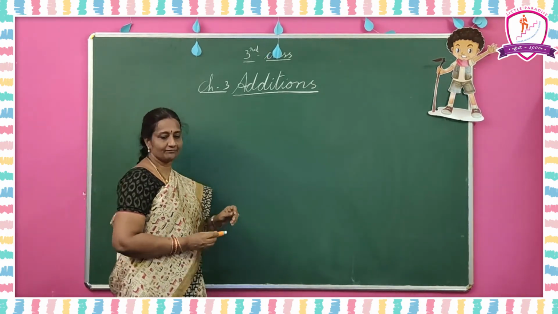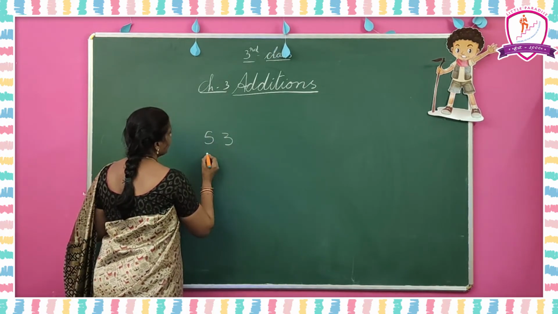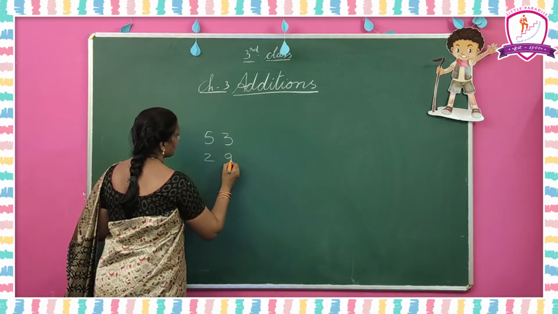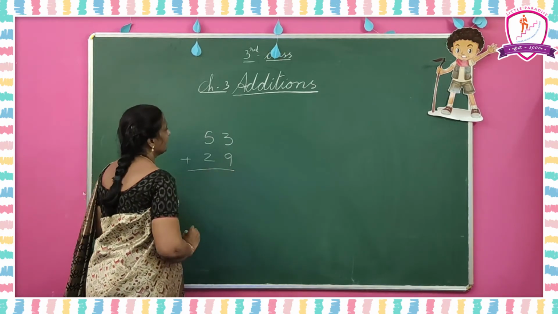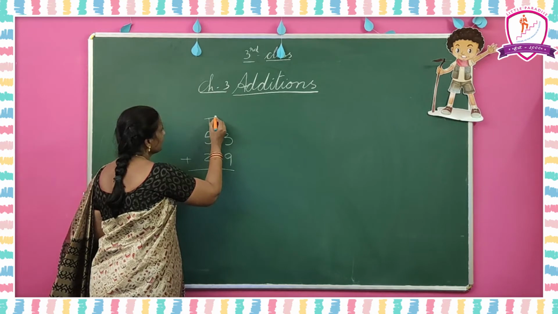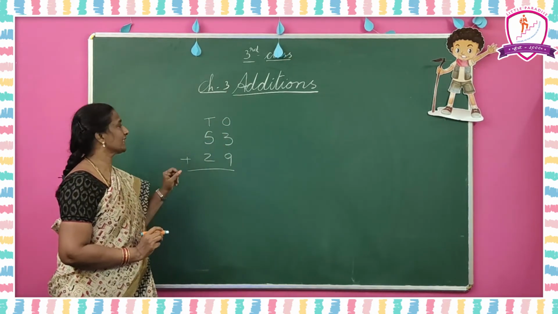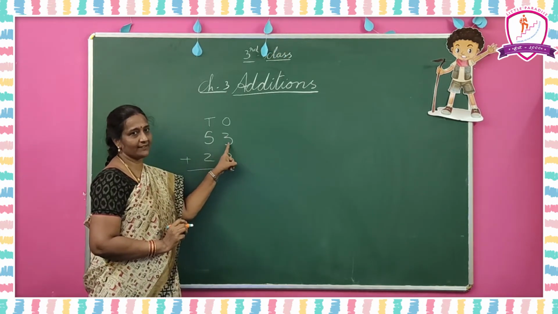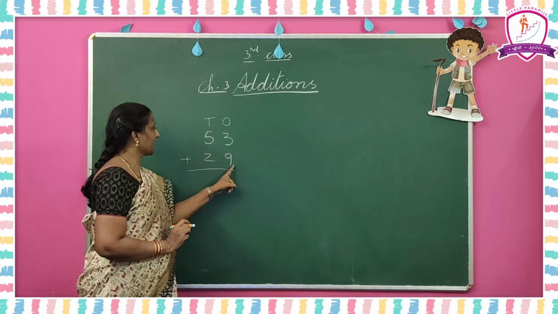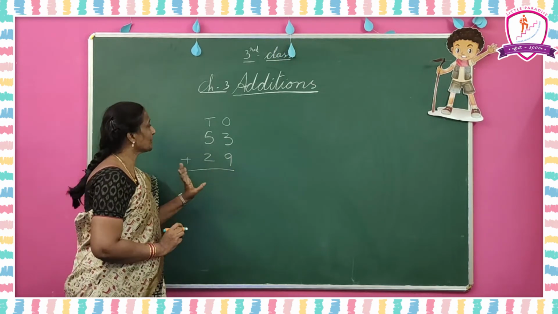Like this we are doing some more additions. 53 plus 29. Here tens place and ones place. In 53, how many tens are there? 5 tens. In 53, how many ones? 3 ones. In 29, how many tens? 2 tens and 9 ones.